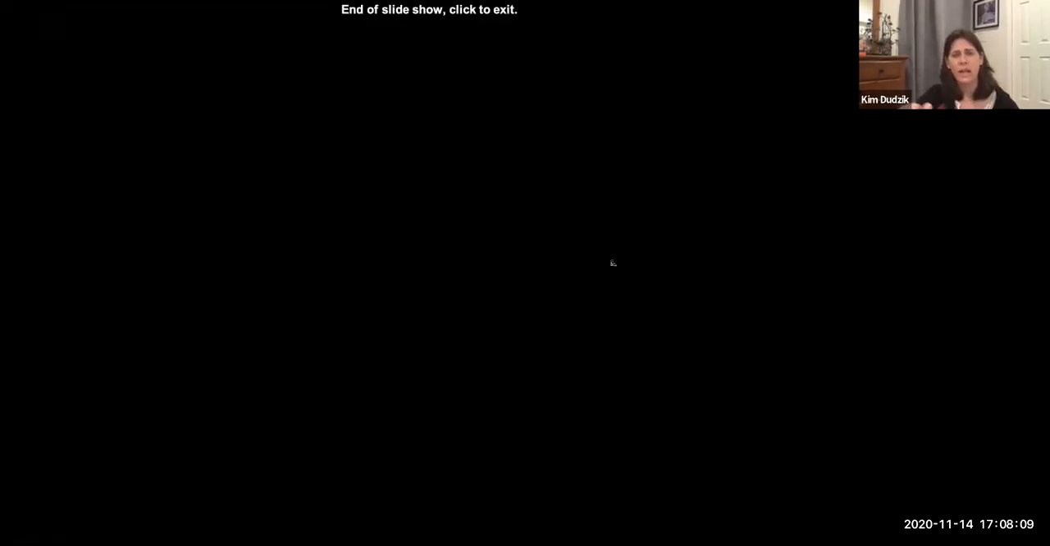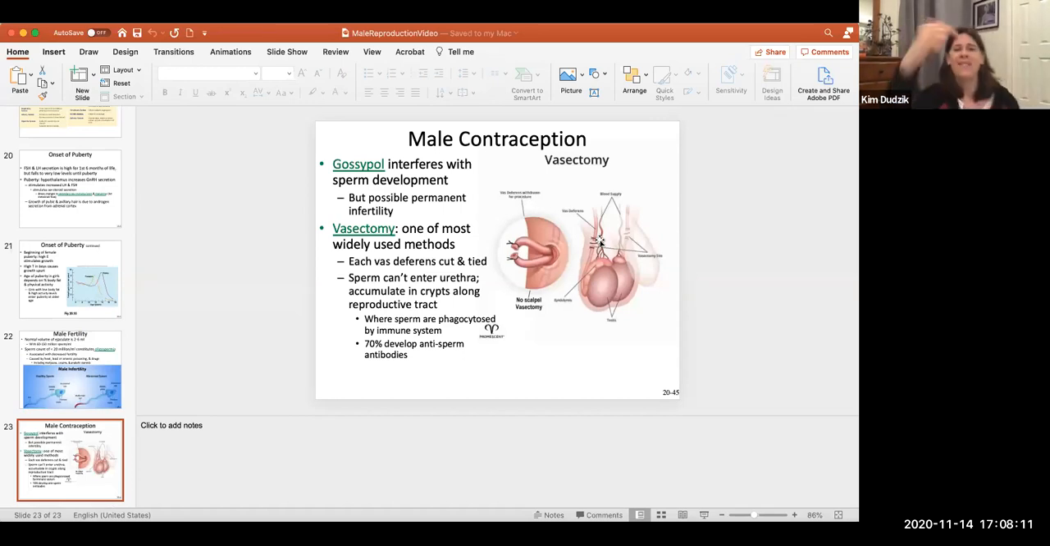All right, I thought I had a picture of, I have that in the female reproductive system. So I'll show you the picture of all the sperm needed to fertilize an egg. But that's it for male reproduction.